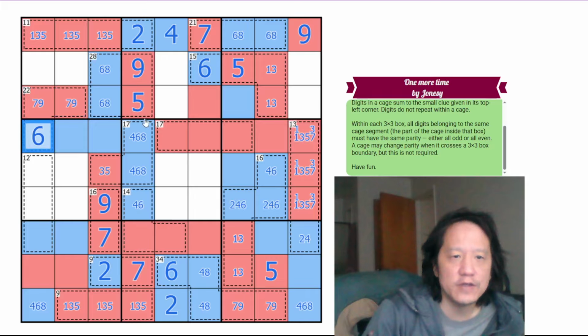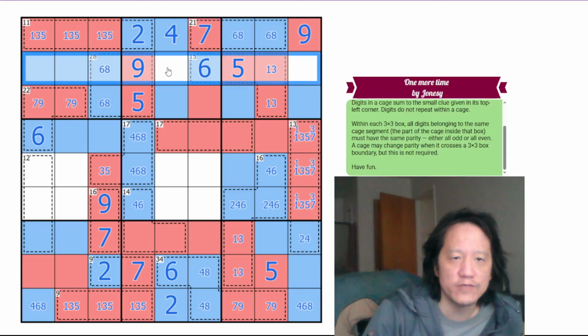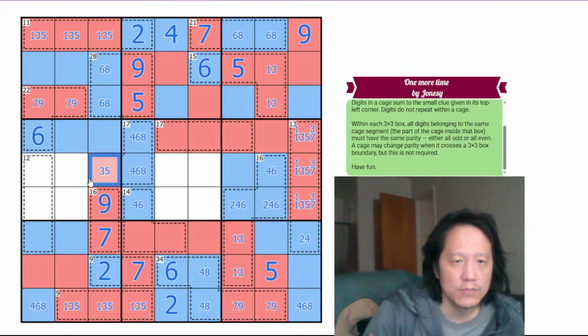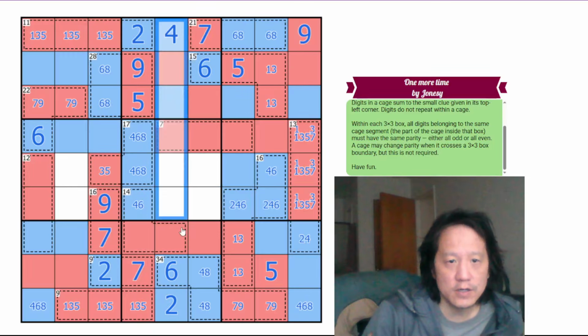We also have in this upper left-hand box 5 odd digits. So therefore the remaining digits are even. We have 5 odd digits in row 3. So the remaining digits are even. In row 2, we have 4 even digits. That means the remaining digits are odd. Okay, in column 1, we have 4 even digits, so this cannot be even. This is odd. In column 5, we have 4 even digits, so these are odd.